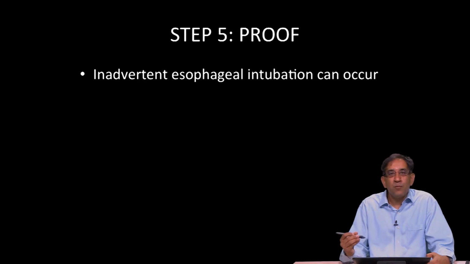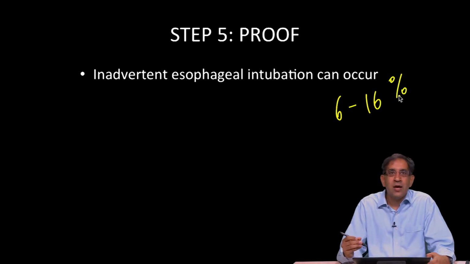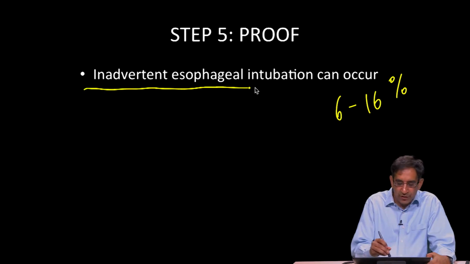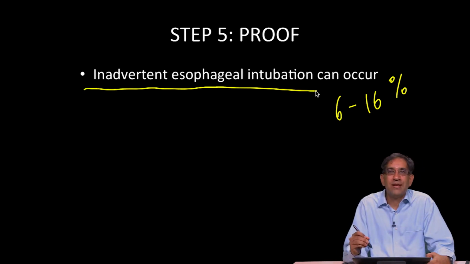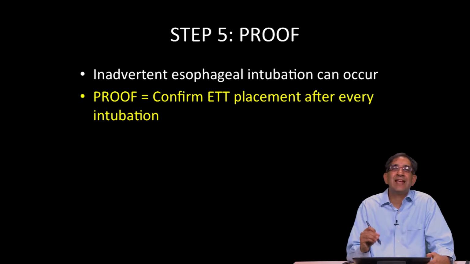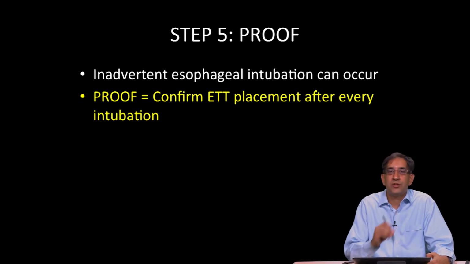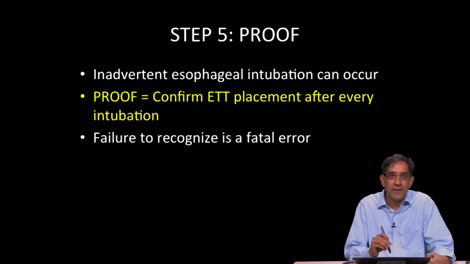So again, when we're performing this procedure, in some cases, 6 to 16% of cases of emergent endotracheal intubation, we can inadvertently place the endotracheal tube in the esophagus instead of the trachea. And so when we talk about proof, what we want to prove is that the endotracheal tube is in the right spot. And when I say the right spot, I mean within the trachea. Endotracheal means within the trachea. So you want this tube to be within the trachea.